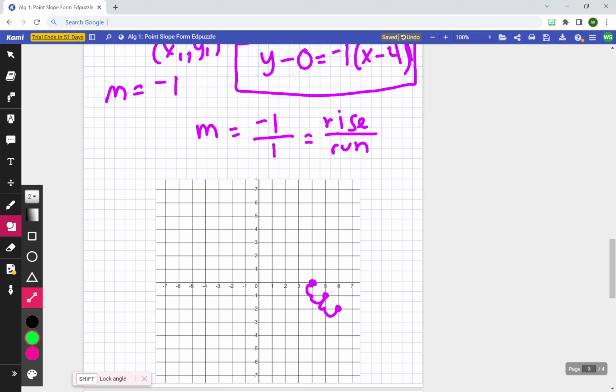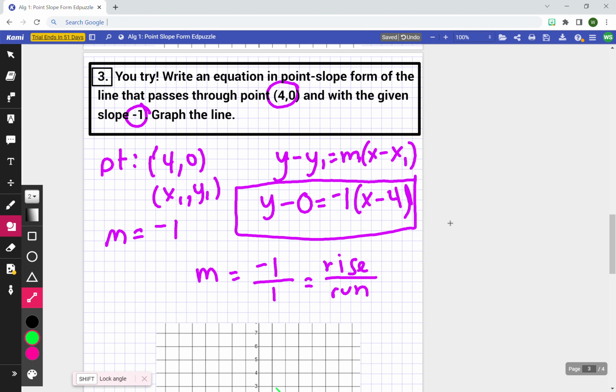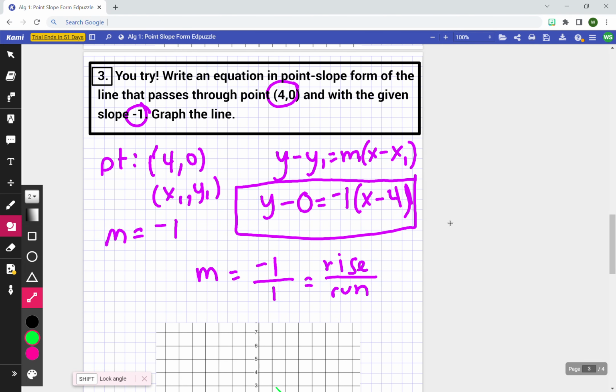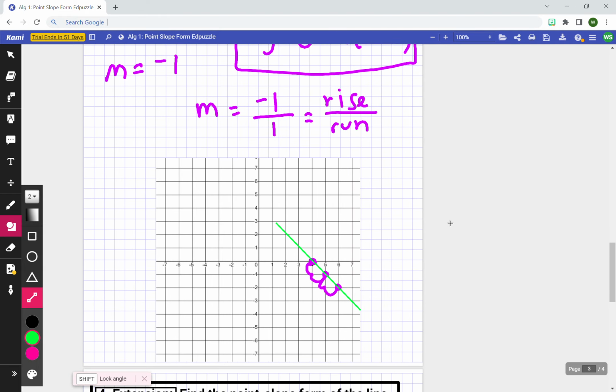And now we can create our line. I know it's going to go right across right here, and it's going to keep on going. So I think we figured this one out on the you-try. We were able to construct our point-slope form, which is y minus 0 equals -1 times x minus 4. And from that information, we were able to create our line and graph that line.